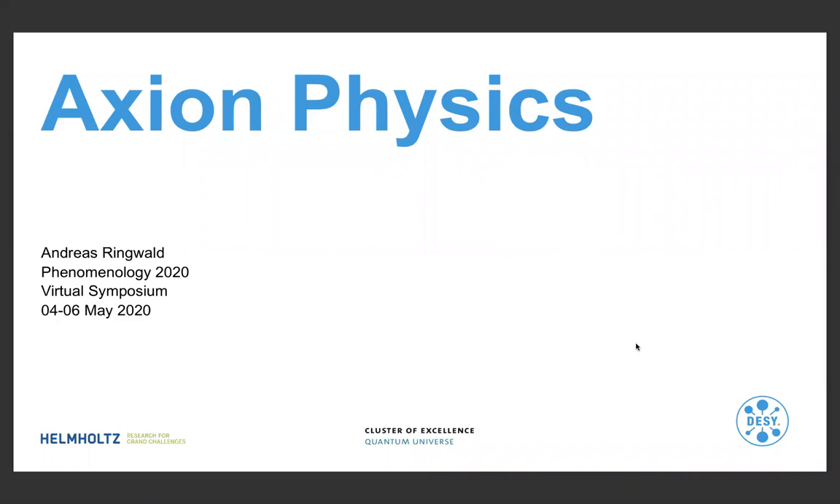So I've been given the task to talk about axion physics, and I start with a disclaimer. I mainly concentrate on the QCD axion, the axion which solves the strong CP problem, but some or many of the things I'm talking about can also be used or exploited for axion-like particles, often called ALPs.